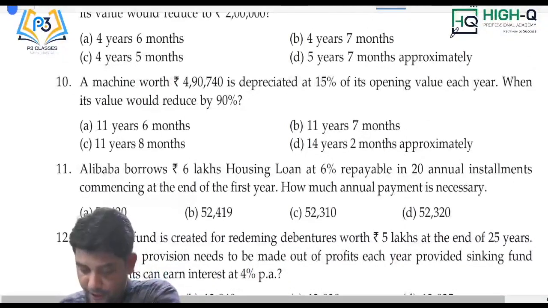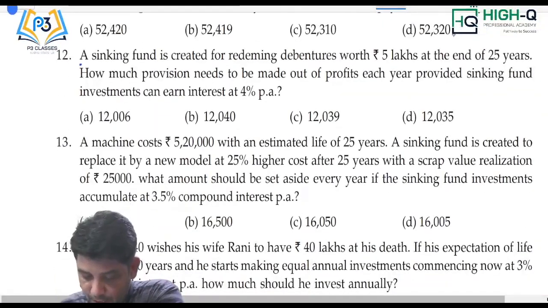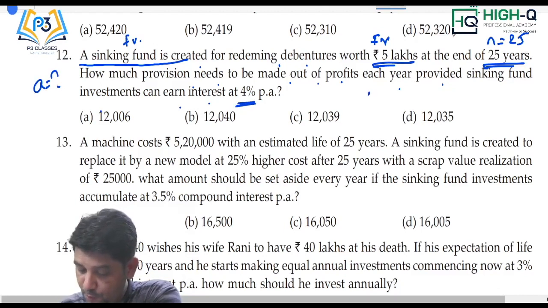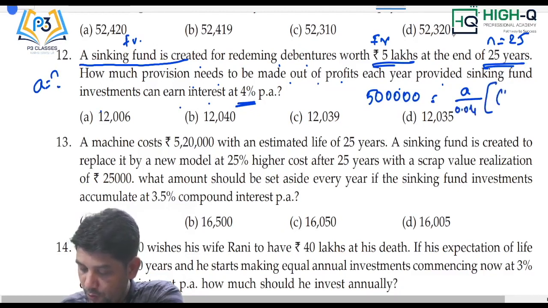Come here, my dear. One problem, sinking fund, let me do. A sinking fund is created. Future value sum. Redeeming debenture worth 5 lakhs. So the sinking fund is 5 lakhs, that is, future value is 5 lakhs, at the end of 25 years, n equal to 25. How much provision needs to be made out of profits each year, provided the sinking fund investment earns interest 4% per annum? That means they ask you to find A. So how much is the sinking fund? 5 lakhs. A by I, 0.04, 1.04 whole power 25 minus 1.